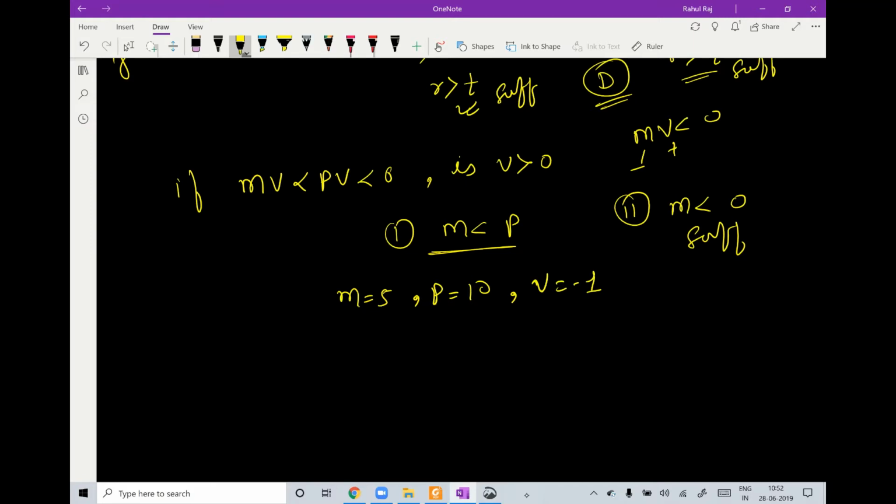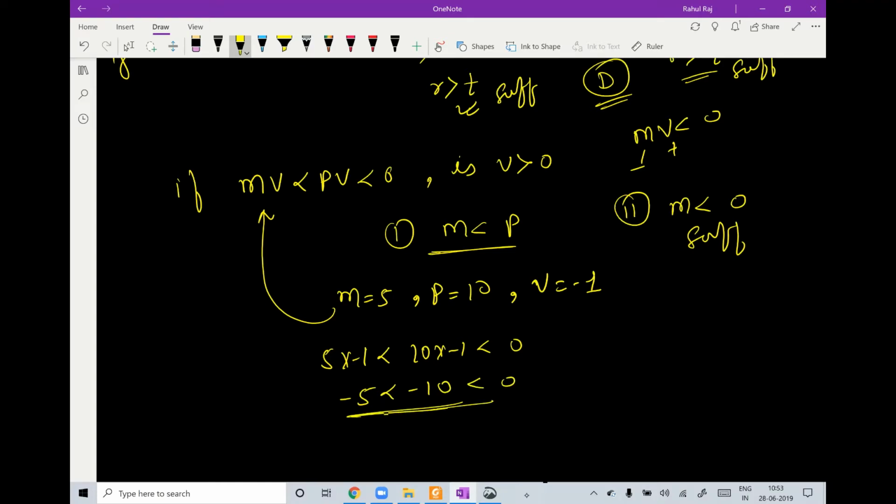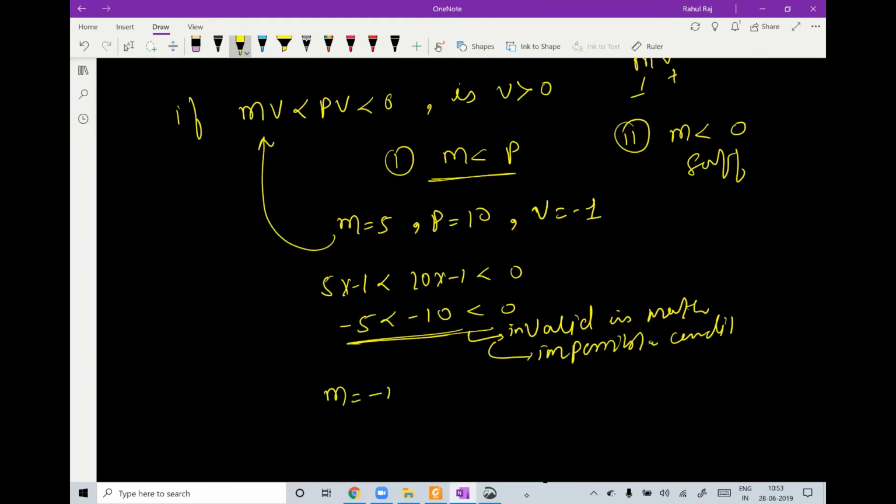Now I can take these numbers, right? And this equation should be satisfied. That is 5 into negative 1 less than 10 into negative 1 less than 0. That is minus 5 less than minus 10 less than 0. Is this valid in math? No. How can minus 5 be less than minus 10? Oh, sorry. No, right? Impossible condition. Invalid, I will write. Impossible condition, right?